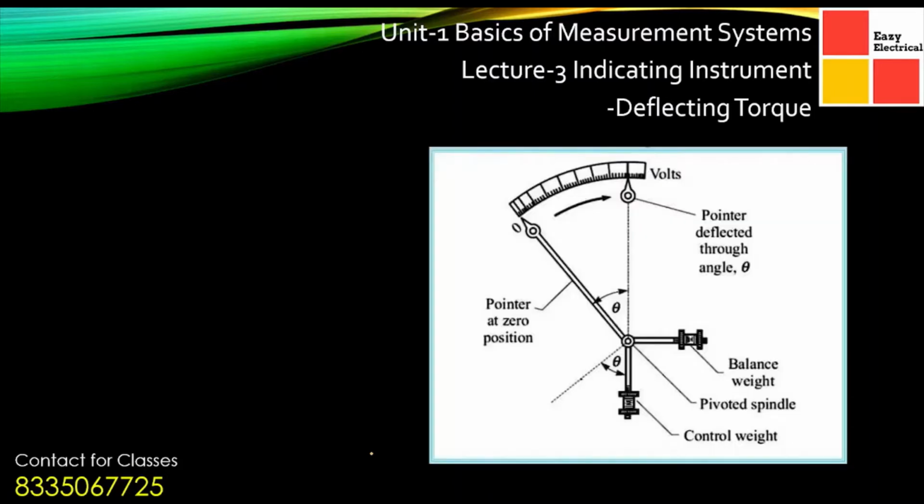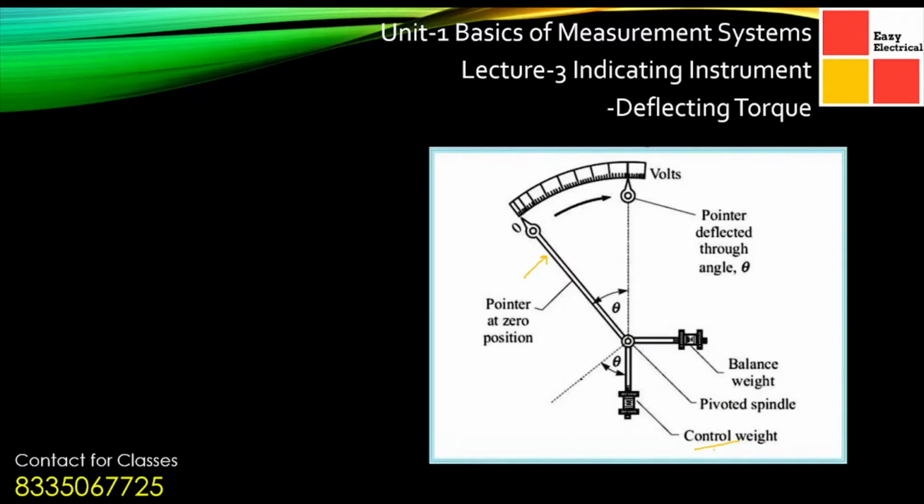Just to give you a small idea, here I have shown a basic figure. Here you can see an arrangement of a pointer. Whenever a deflecting torque is applied, due to the deflecting torque the pointer starts to move in this direction. Based on the amount of the deflecting torque, the deflection of the pointer will happen. Here you can also see two other parts: one is called the control weight and another is called the balance weight.